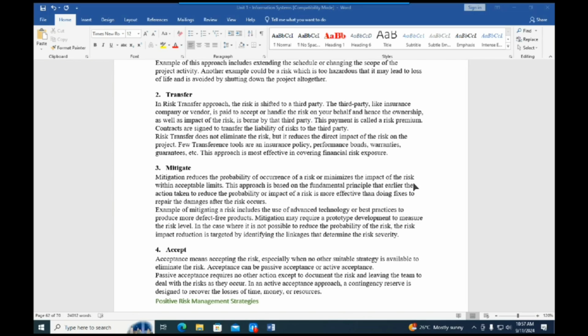So you actually pay, and that payment we call the risk premium. So you're paying a risk premium to transfer your risk to another person to handle the risk for you. Now, when we do risk transfer, we are not eliminating the risk, but it is going to reduce the direct impact of the risk on you or maybe on the project. So that is also important that you understand.